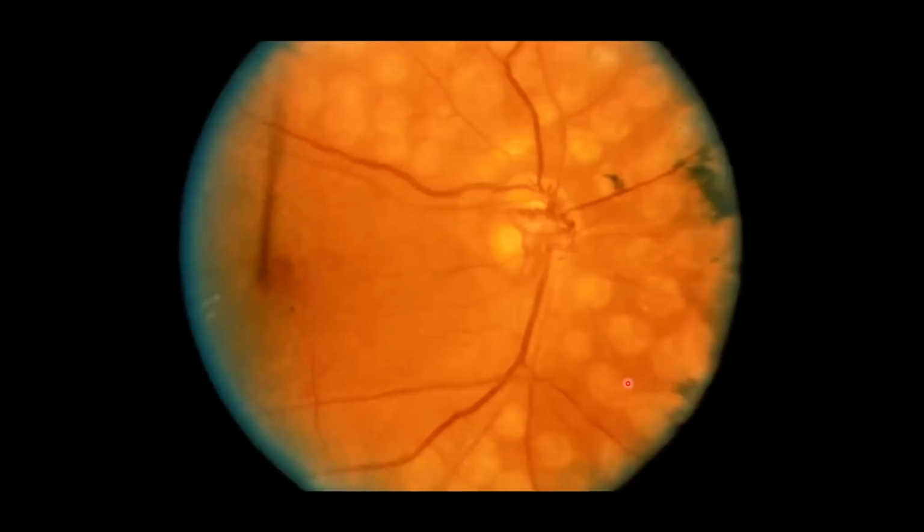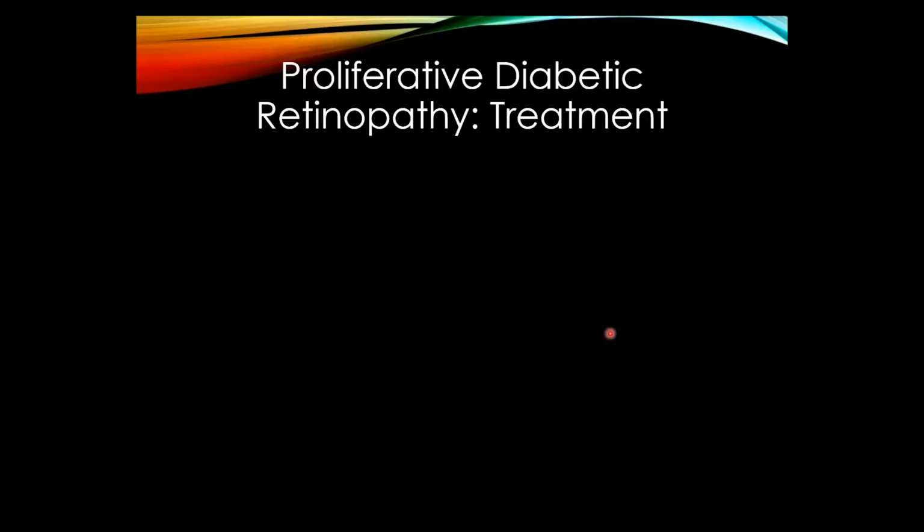The other thing we often do is laser. We put laser all around the edges, not in the macula, but everywhere that is releasing the vascular endothelial growth factor to try and calm those new blood vessels down and cause them to scar. And this is showing some scarring down blood vessels after laser. So how do we treat proliferative diabetic retinopathy?